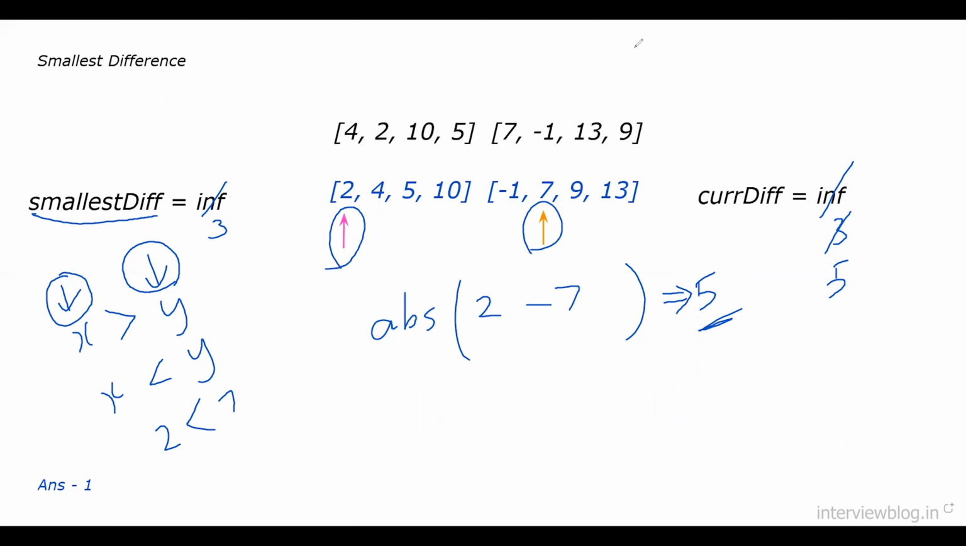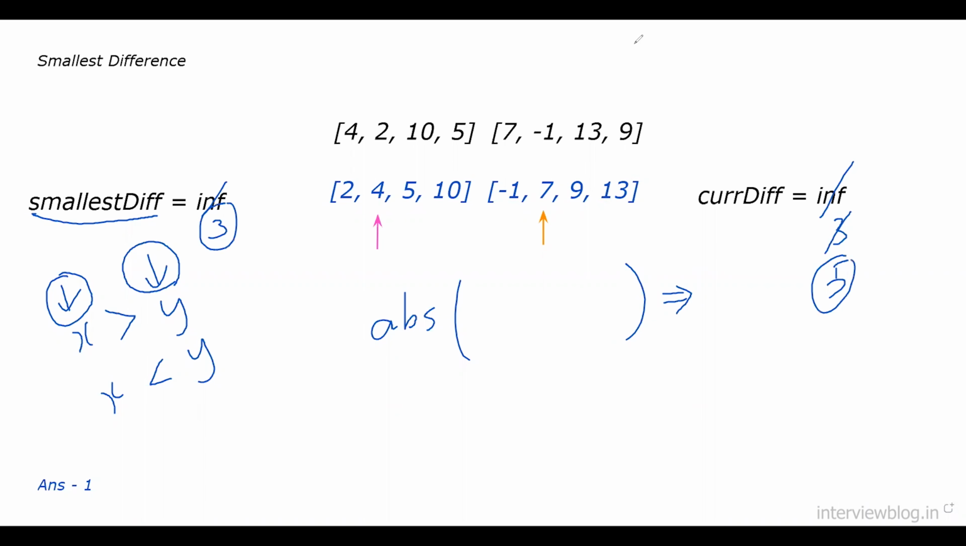So now we will be comparing 2 and 7. Since 2 is less than 7, we have to increment the pink pointer from the first position to the second position. After incrementing the pointer, we will be comparing our current difference, which is 5, with the smallest difference, which is 3. Since 3 is less than 5, we do not update the smallest difference. Now we will be calculating the absolute difference between the numbers 4 and 7. In this case, our absolute difference is 3. That is, our current difference is 3.